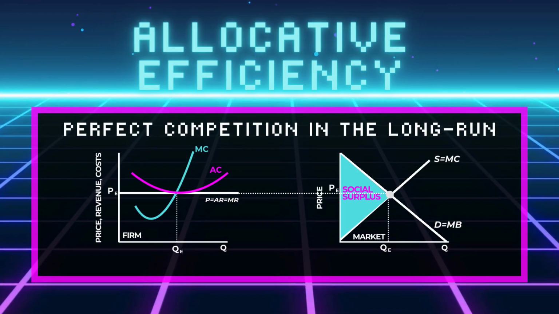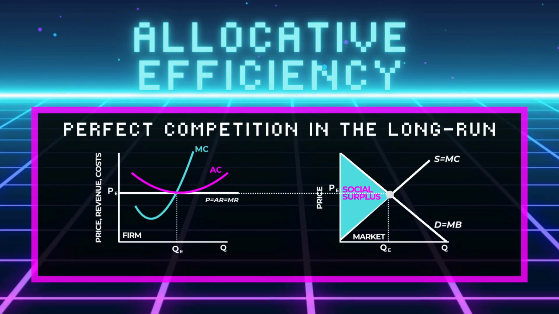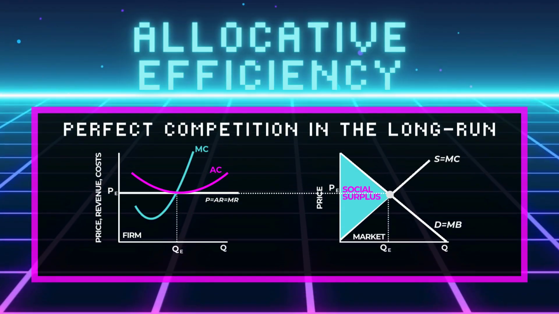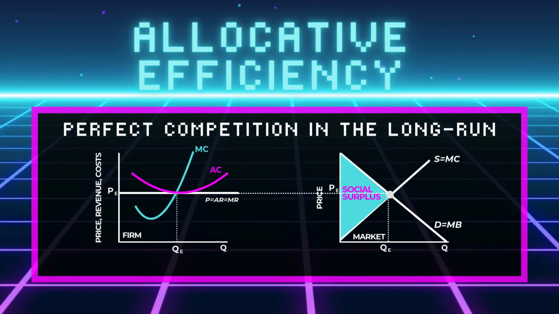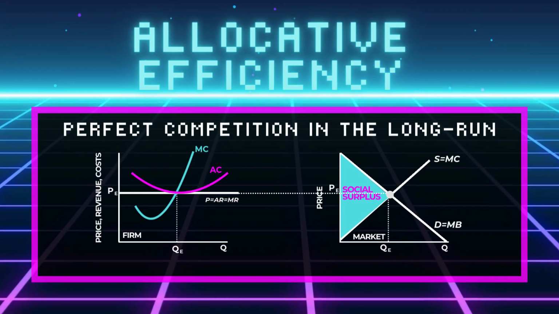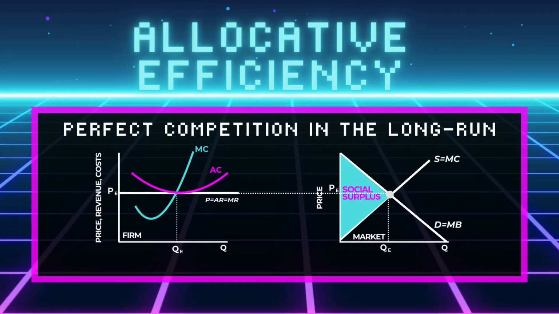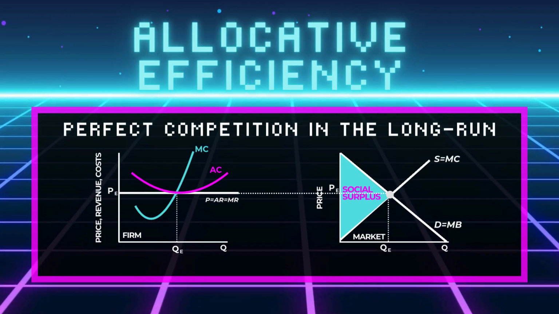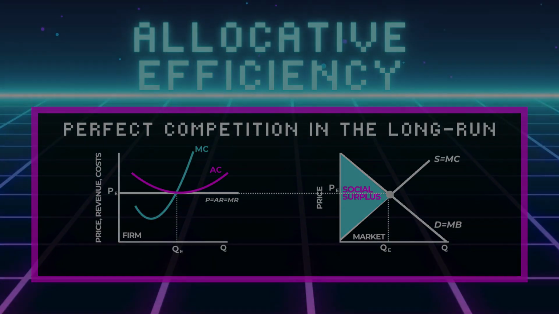The achievement of long-run allocative efficiency under perfect competition is a key distinction between the other market structures, since it's the only one that results in allocative efficiency. As you will learn in the upcoming videos, all the other market structures result in market failure to some degree.